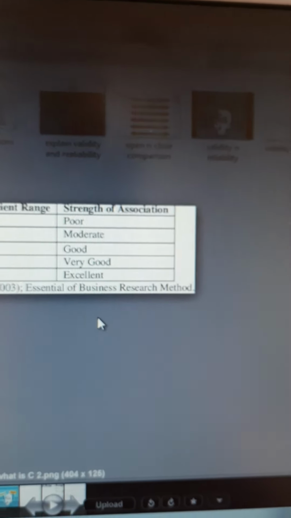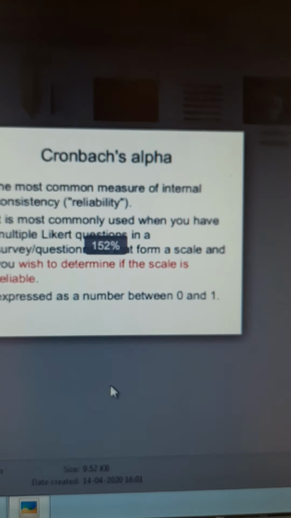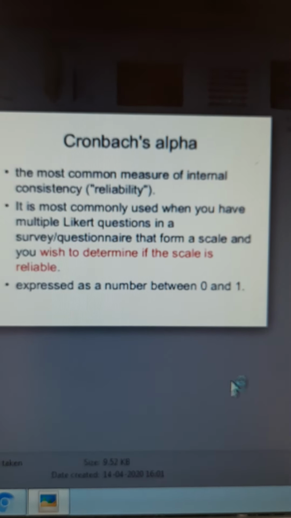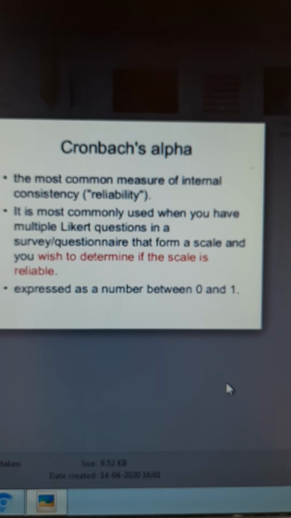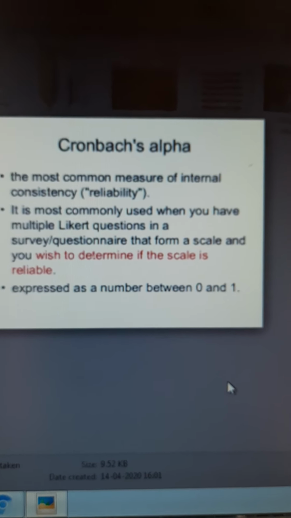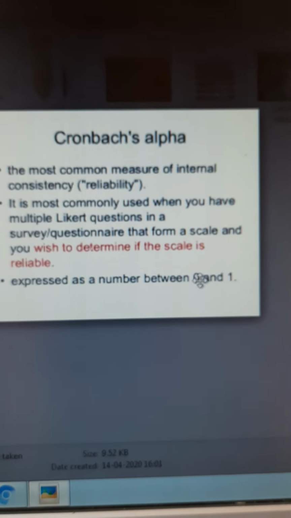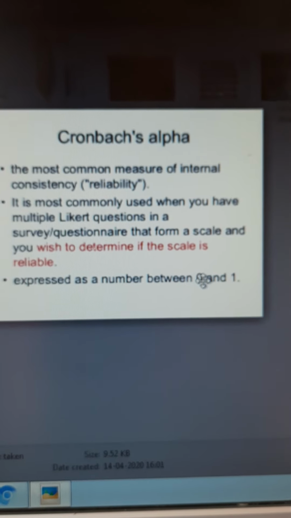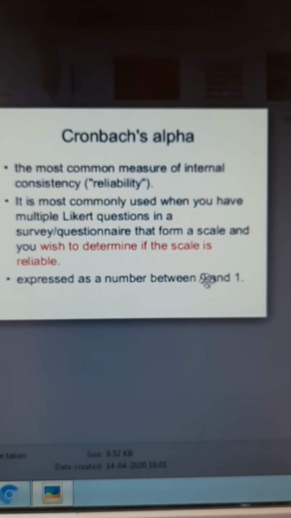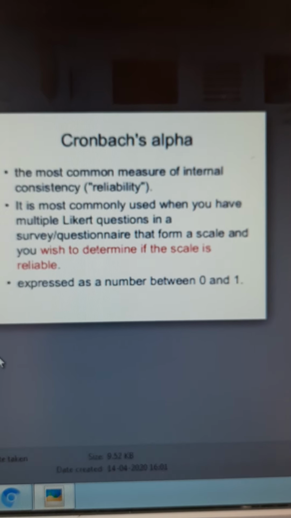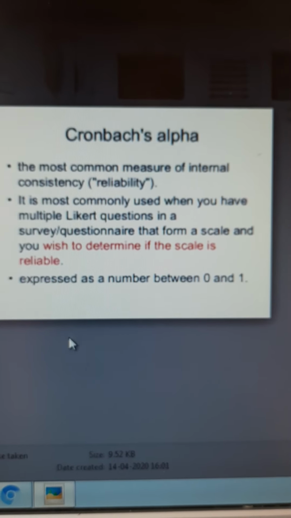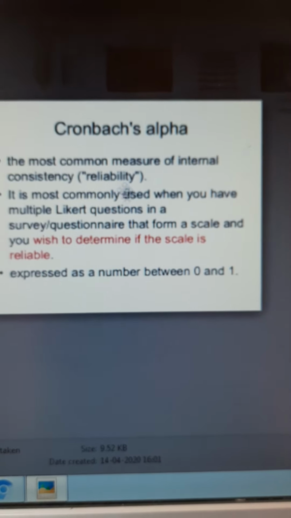Okay, right. So next, we will see what is Cronbach alpha. Cronbach alpha is an inter-item correlation. Okay, Cronbach alpha is the most common measure for internal consistency. Okay, internal means whether each question is reliable. If there are 8 questions to measure satisfaction, whether each of these questions is reliable or not. It is most commonly used in multiple Likert scales.